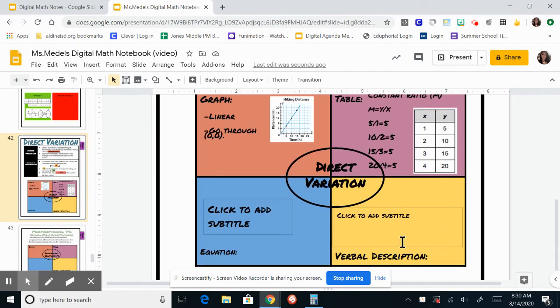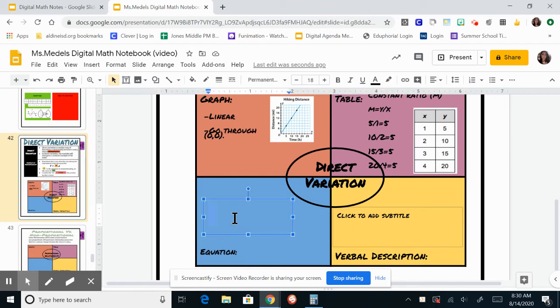Now, we have talked about the equation, and this equation must be represented in the form y is equal to mx. Notice, it's just y is equal to mx. There's no plus, there's no minus, nothing. That is because you're starting at 0, so you don't have a y-intercept.